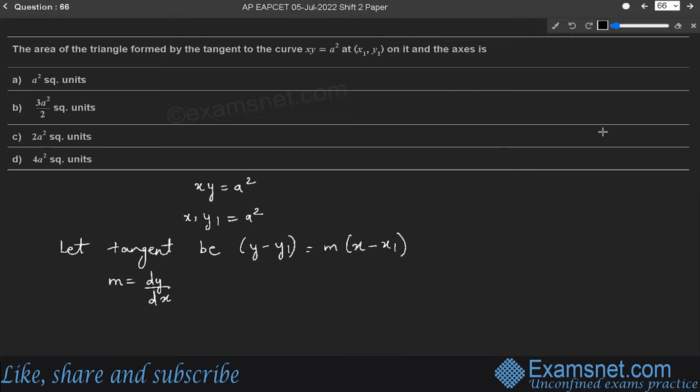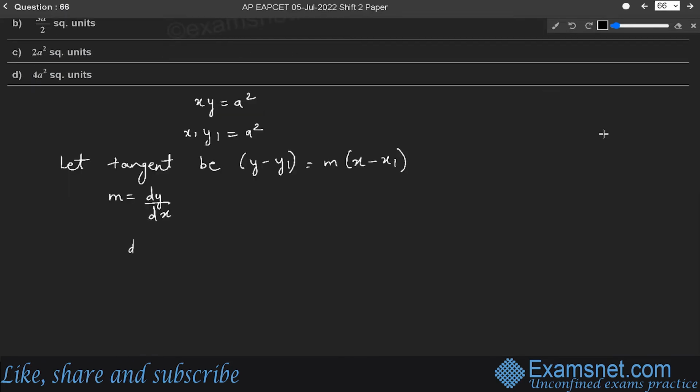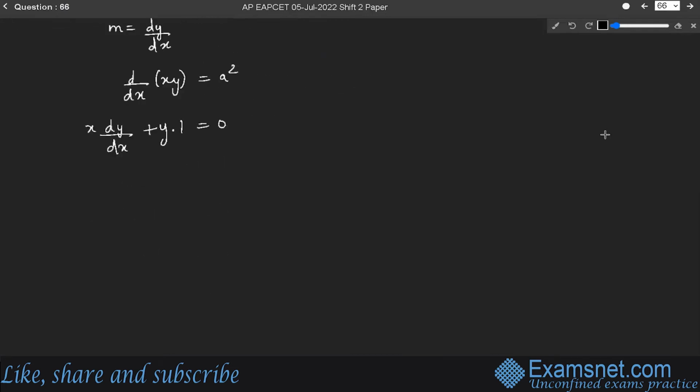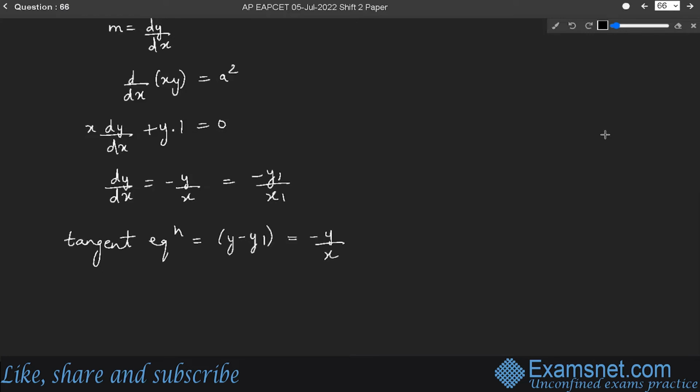For the given slope of line, it will be d/dx of xy equal to a square, which will be x into dy by dx plus y into 1 equal to 0. So from here we can say that dy by dx will be equal to minus y upon x, or it can be written as minus y1 upon x1, since the points are x1 and y1. So the tangent equation will be y minus y1 is equal to minus y upon x, or minus y1 upon x1.